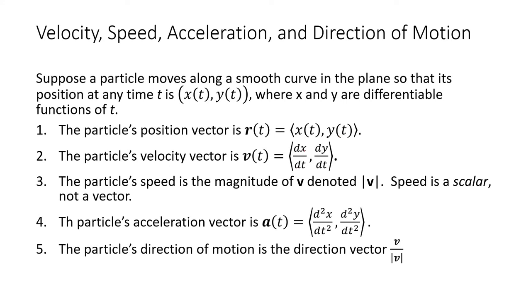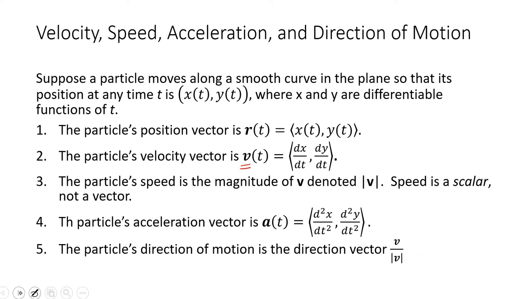The velocity vector, we're adding time into this, dx/dt over dy/dt. The particle's speed is the magnitude of vector v. Speed is the magnitude of velocity. Speed is a scalar, not a vector. Acceleration is our second derivative of our position, and the direction is the direction vector v over magnitude of v. That's creating a unit vector.